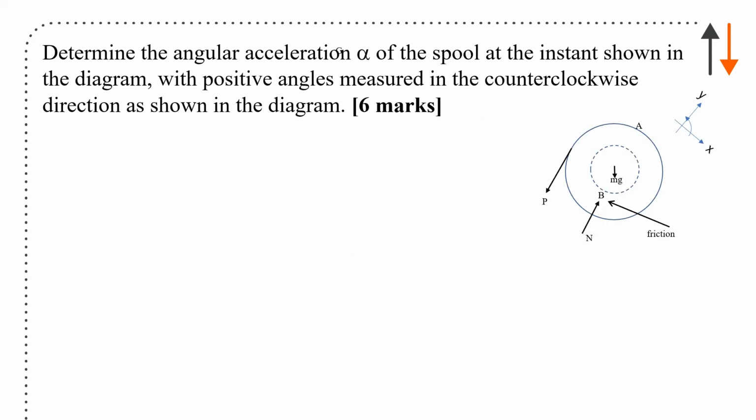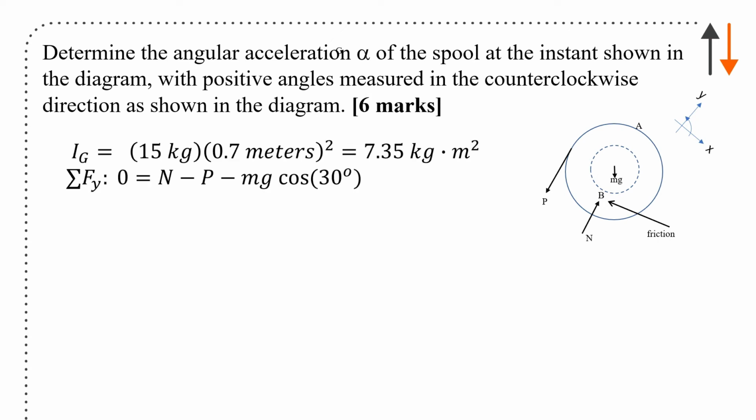Determine the angular acceleration alpha of the spool at the instant shown in the diagram, with positive angles measured in the counterclockwise direction. Okay. First thing, moment of inertia, always calculated: 7.35 kilogram meters squared.